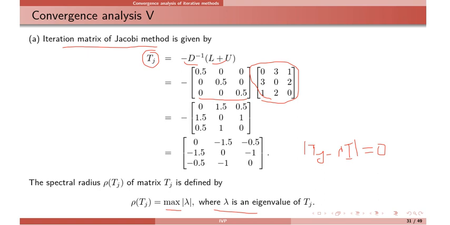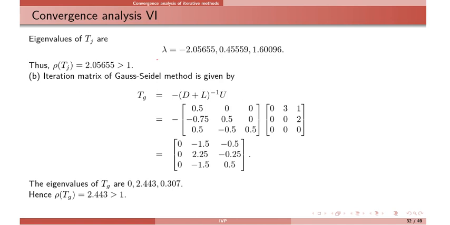So first compute the 3 eigenvalues. These are -2 and so on. And the bigger one is the first one, modulus of lambda, so 2.056, which is greater than 1. So you can comment here: the spectral radius is bigger than 1, so the method will not work. If you apply the Jacobi method, you won't get any convergence.